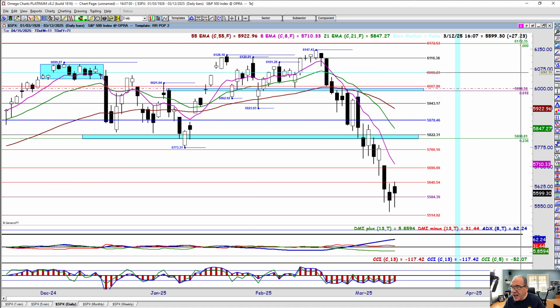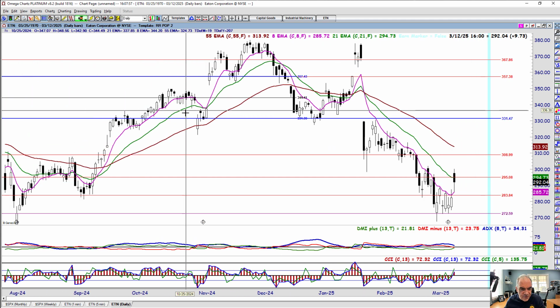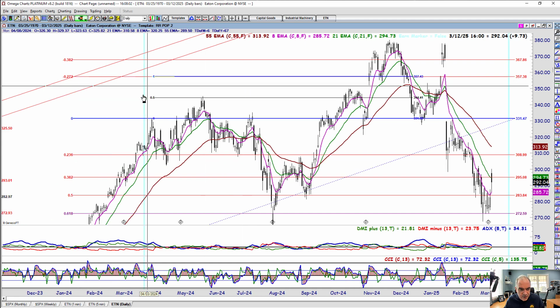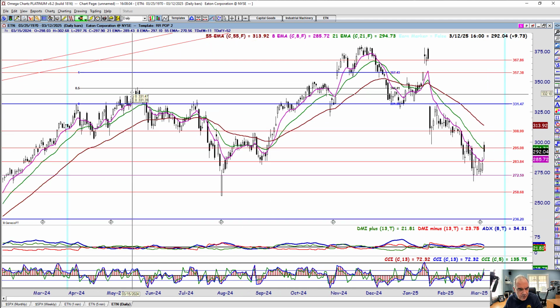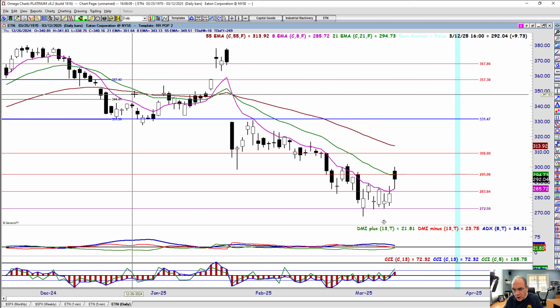So let's go take a look at our three candidates. They're in alphabetical order. The very first one is ETN. Let's bring this in where we can see the entire fib first. All right, there we go. I had it scrunched down. So there's the entire fib right there. Where are we at right now?